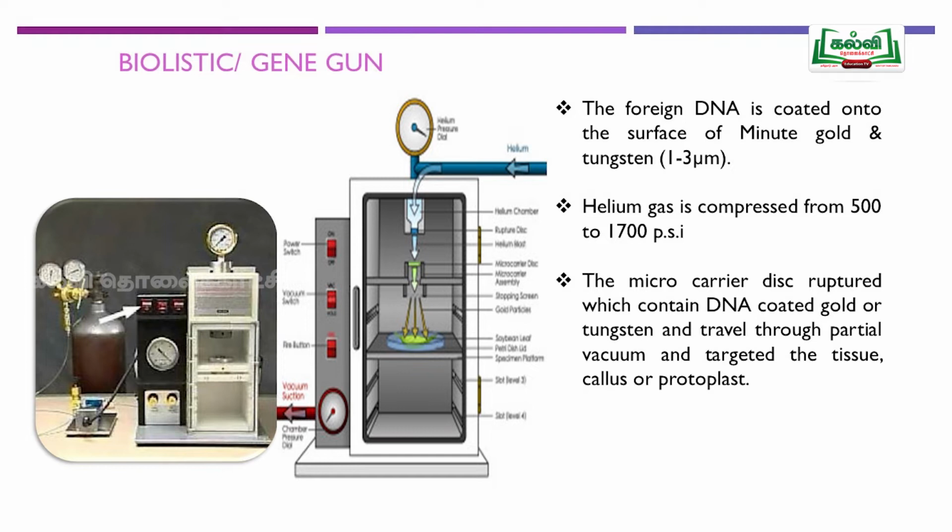So what we placed in the bottom of the ballistic gun, due to this, the direct gene transfer will be done. The direct gene transfer technique is done especially under partial vacuum condition, because in partial vacuum condition, the travel of molecules will be much faster.